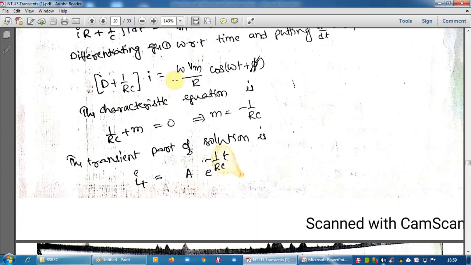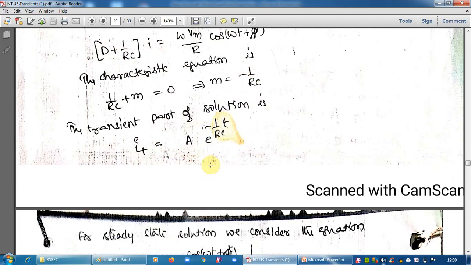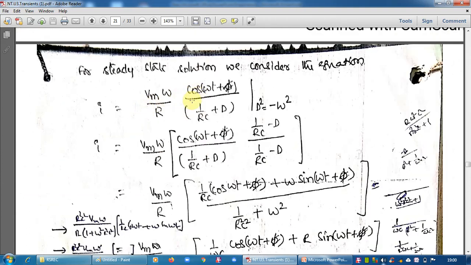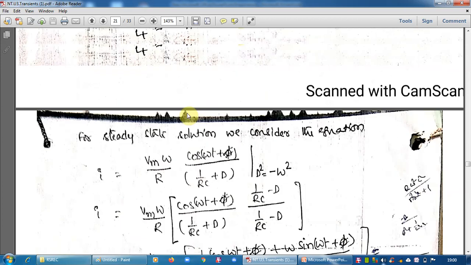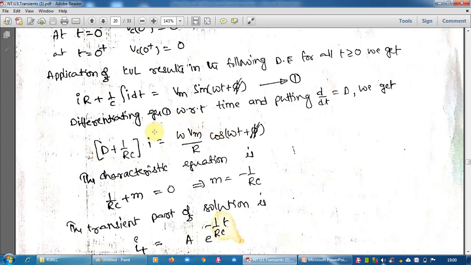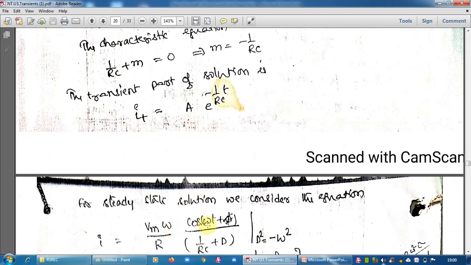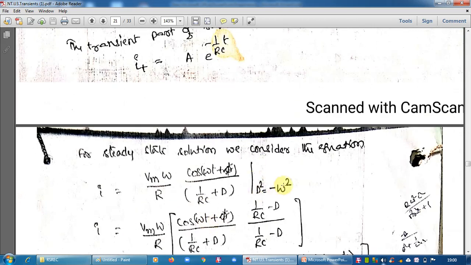But the transient response is the same. For the transient response, we solve only this equation, D plus 1 by RC equal to 0. From that, we will get one single root, minus 1 by RC, and the form of the response is like this. The steady state response is the same as before. We will write down the I expression, I value from this. This is that I. And we will substitute D square equal to minus omega square. If the response is a sinusoidal or cosine function, the steady state response can be determined by substituting D square equal to minus omega square. This is one method. Other methods are also there for obtaining the steady state. This is one method that we are following.